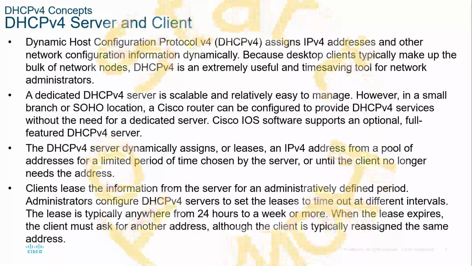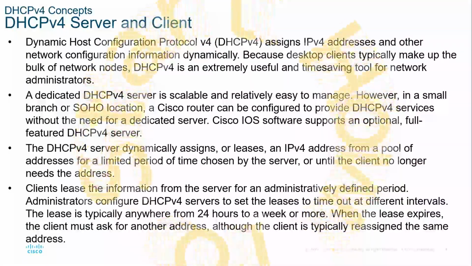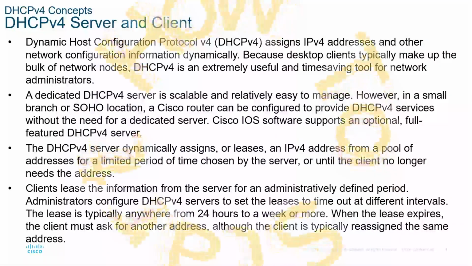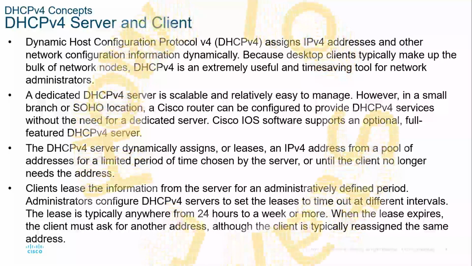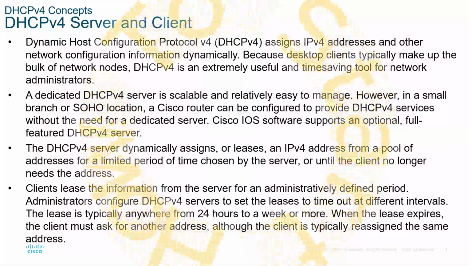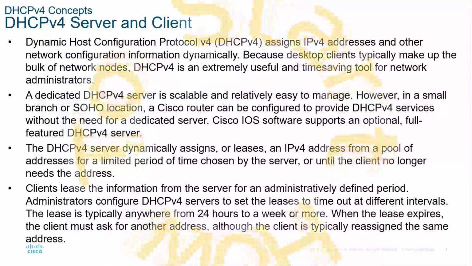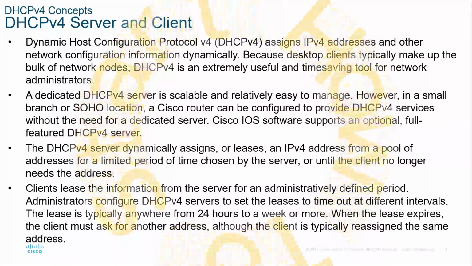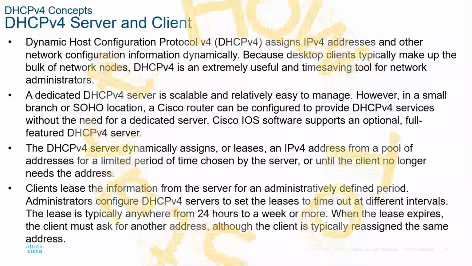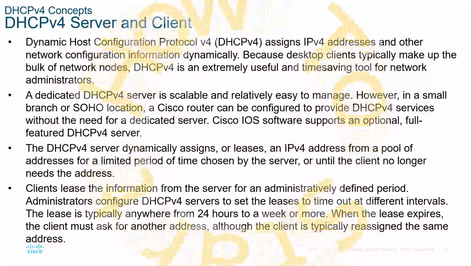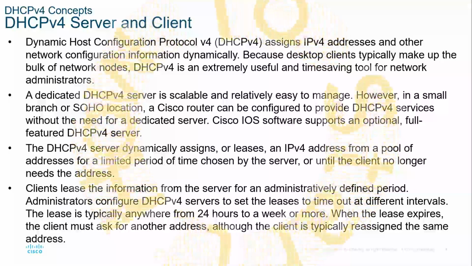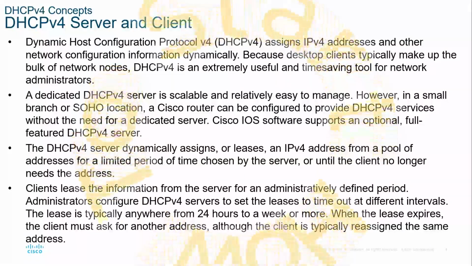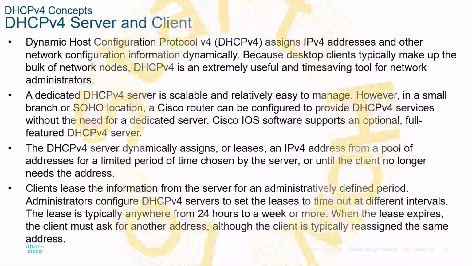The nice thing is a DHCPv4 server dynamically assigns, or leases, addresses from a pool for a selected amount of time. The time selection is what really needs to be fine-tuned to the organization. The leases typically fall between 24 hours and a week. When the lease expires, essentially the client must ask for another address or ask to renew its current address.